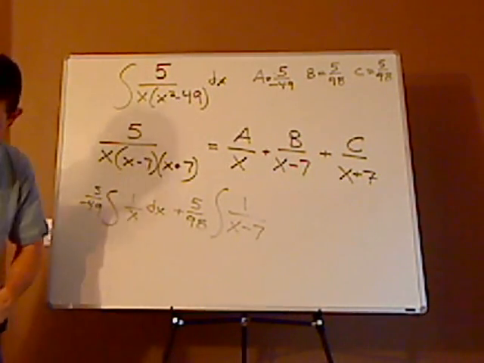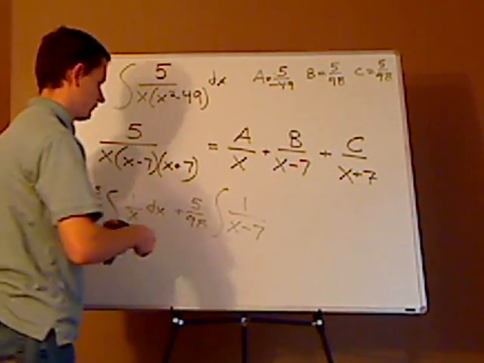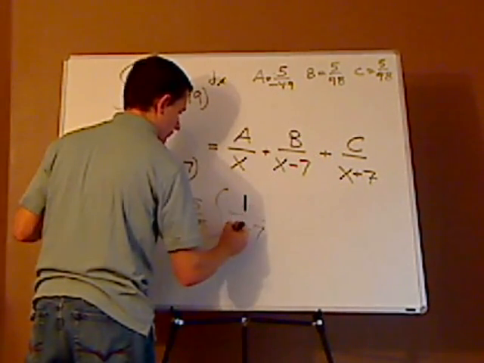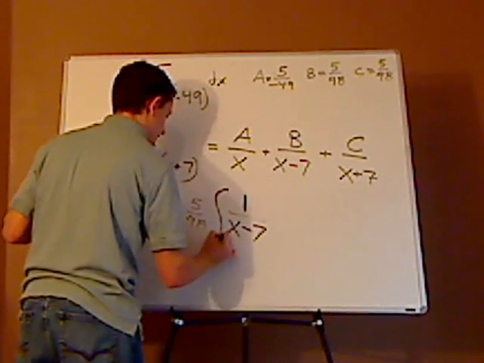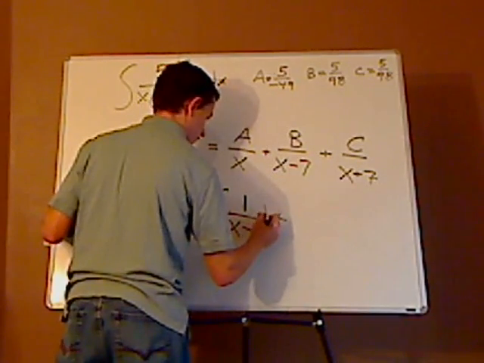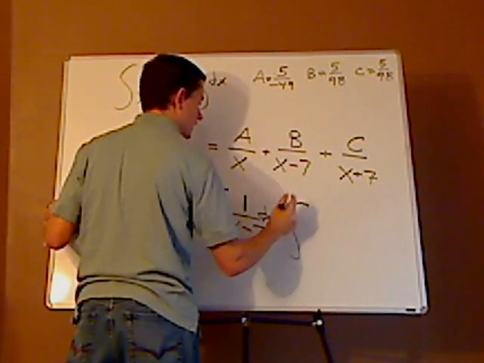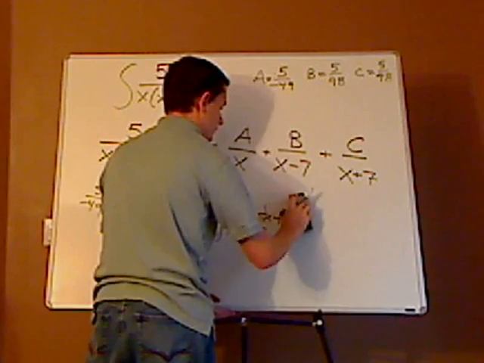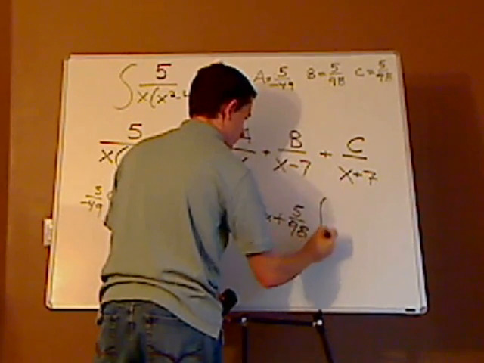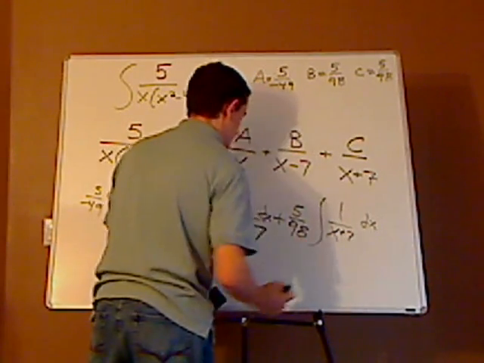Looks like my marker is fading, so I'm going to have to use a substitute marker. Hopefully this one works. Yep. So I have 1 over x minus 7, then plus, can't forget the dx. Again, I can take that 5 over 98 and bring that to the front. So I have 1 over x plus 7 dx.